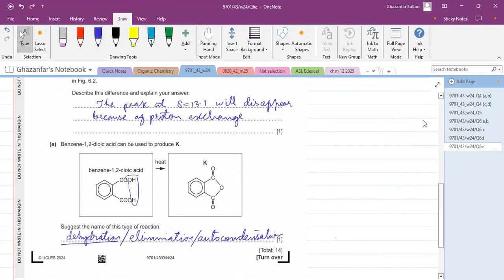So that is the question from October November 24 paper 43.